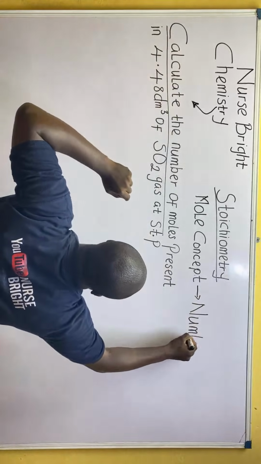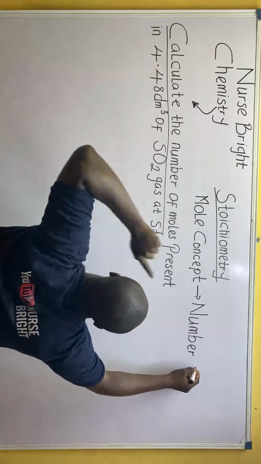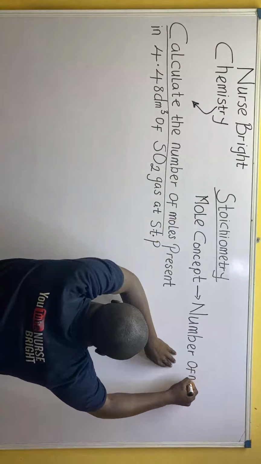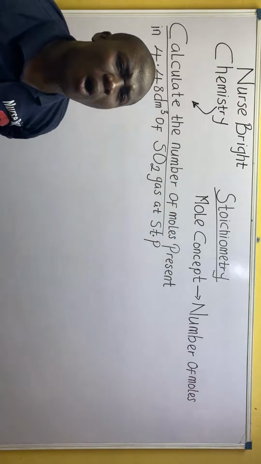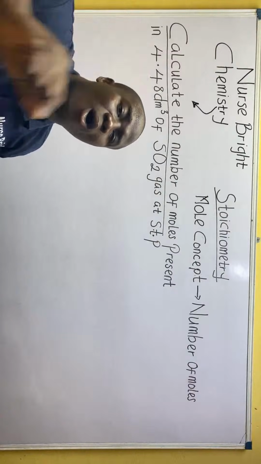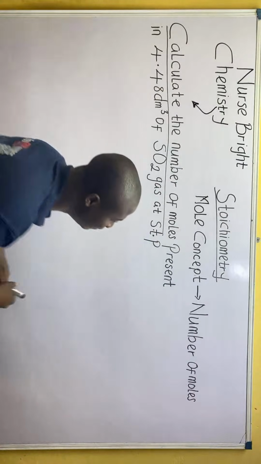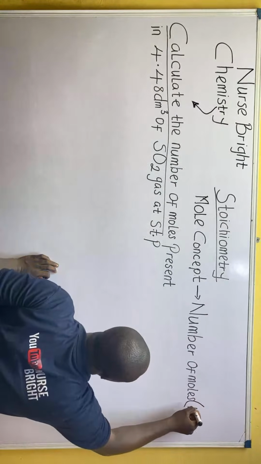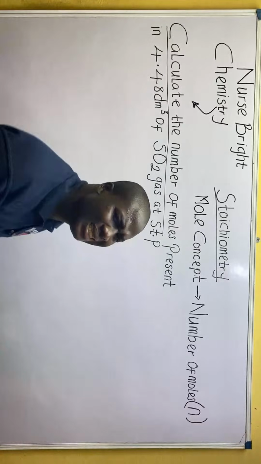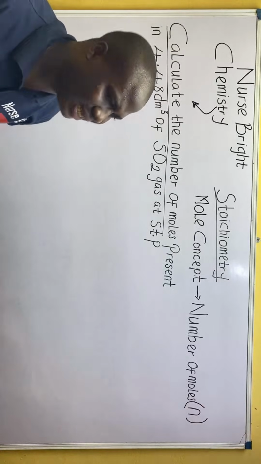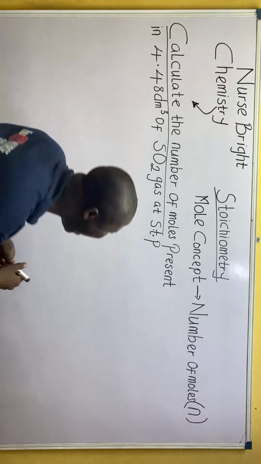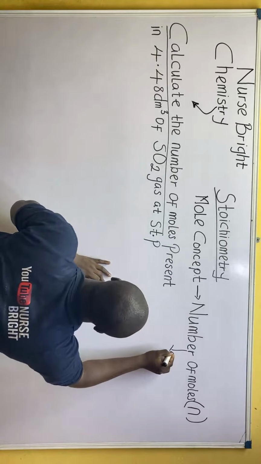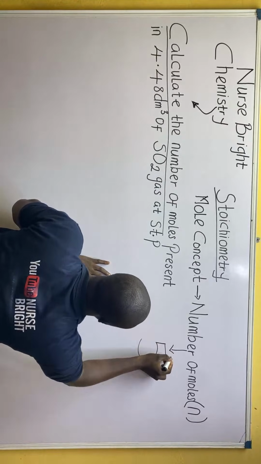What did I say? On the mole concept, there is something you must note as a student. They call that thing number of moles, and this number of moles is symbolized as N. Listen and listen well, guys. This number of moles, which is symbolized as N, is given by 5 formulas.